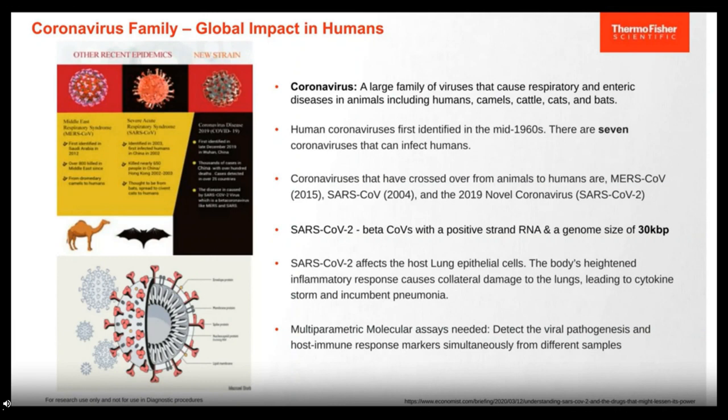The virus affects primarily the lung epithelial cells of the host organism. The host system's heightened inflammatory response invokes a cytokine storm, causing collateral damage to the lungs and pneumonia. An urgent need to study not only the viral pathogenesis, but also the adverse host immune response calls for the use of multiparametric molecular assays that can simultaneously quantify the viral and relevant host molecular markers.